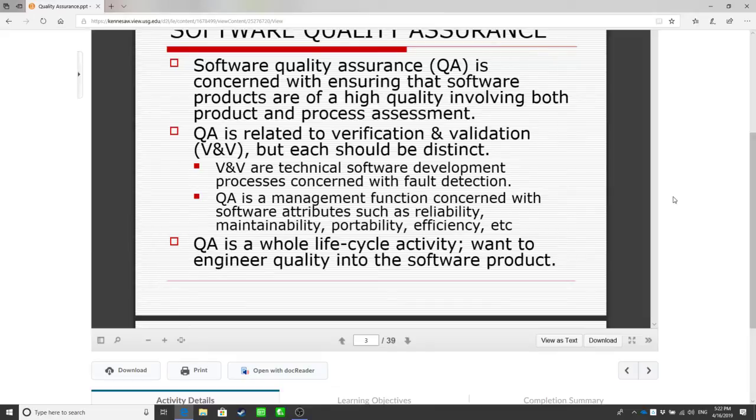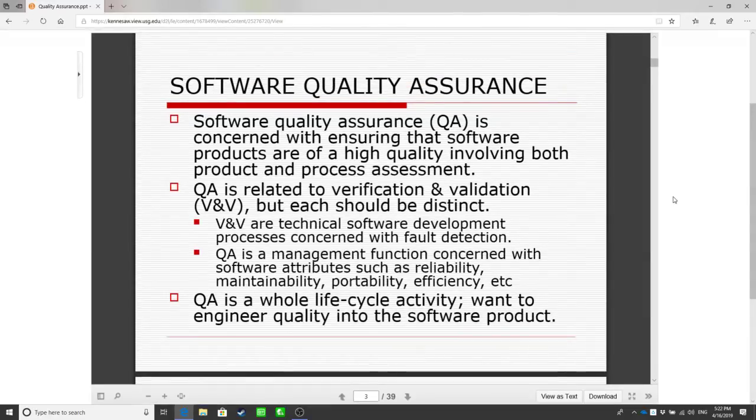So what is QA? QA is concerned with ensuring that software products are of high quality. Of course, we want high quality, involving both the product and the process assessment. It's really kind of related to verification and validation. We have another course called verification and validation. But V&V are technical software development processes concerned with fault detection, but QA is more about a management function.